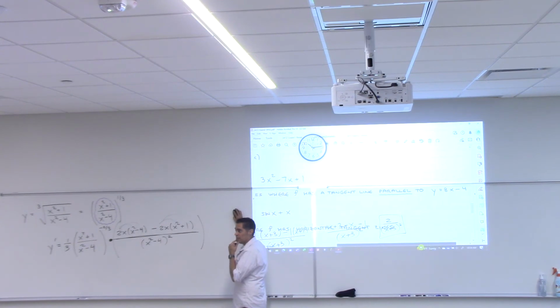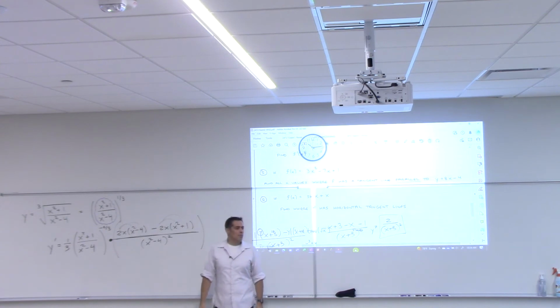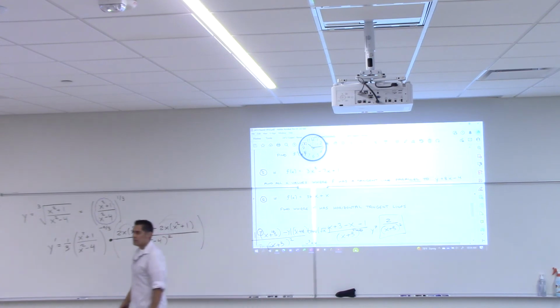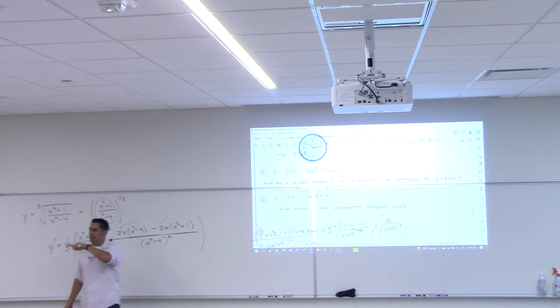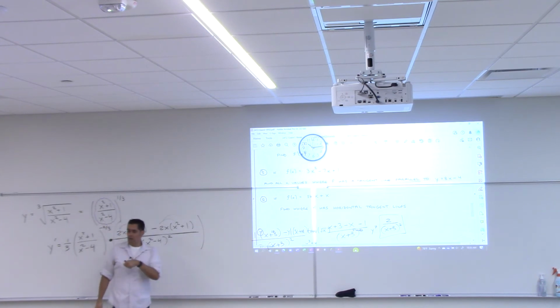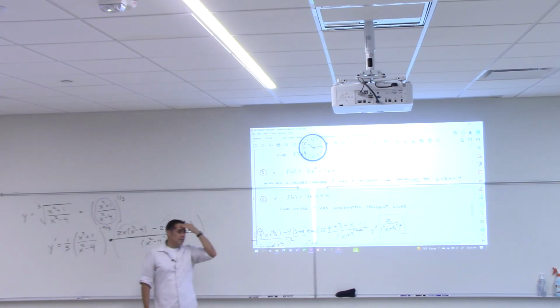Can somebody tell me, like, generally what you have to do there? Set what equal to the slope? Well, not the original function. The derivative of the original. So you take the derivative of that function, and you set that equal to the slope of that line, which is, what's the slope of that line? 8. The slope is 8, right? So you're basically setting the derivative equal to 8. That was like a homework problem, right?